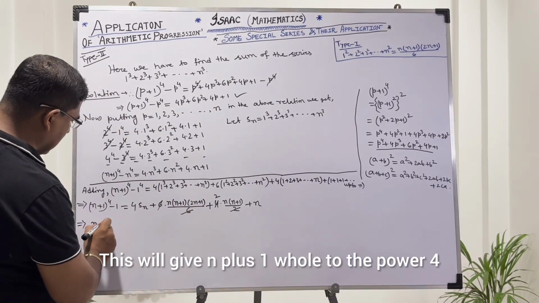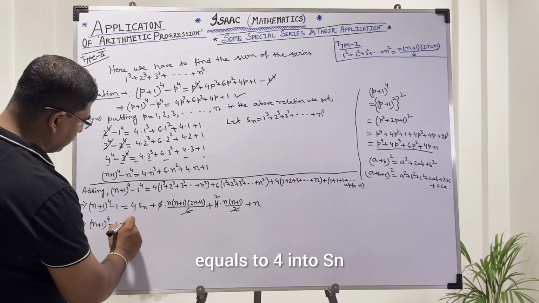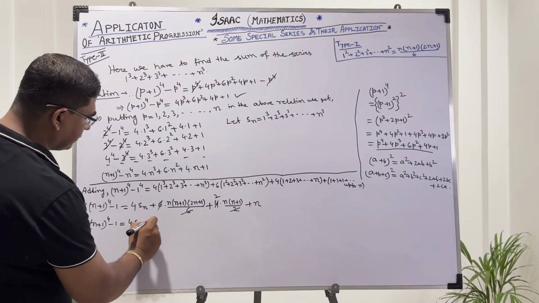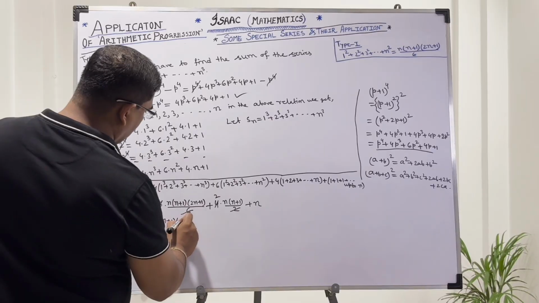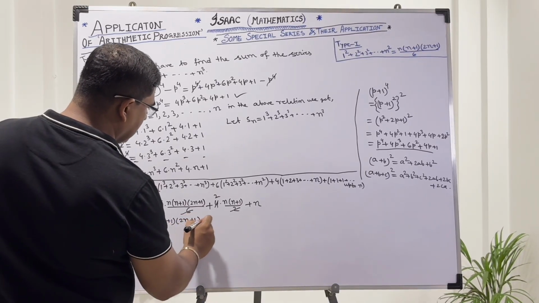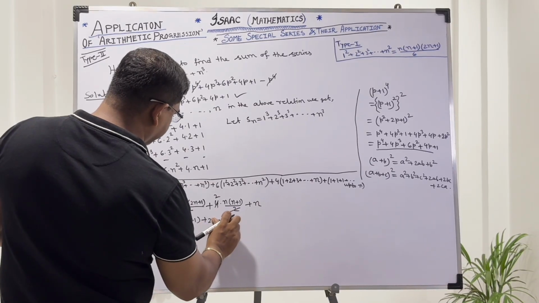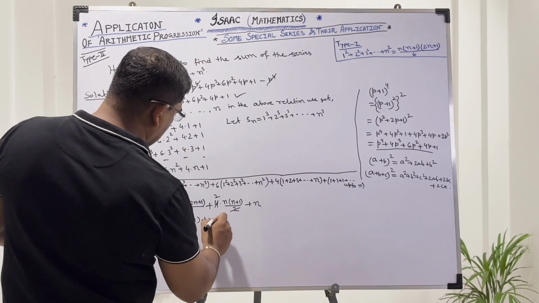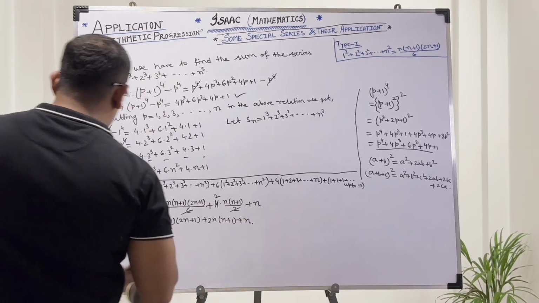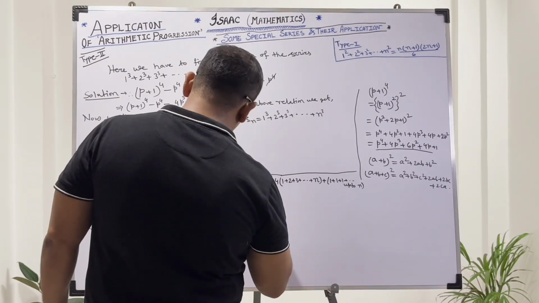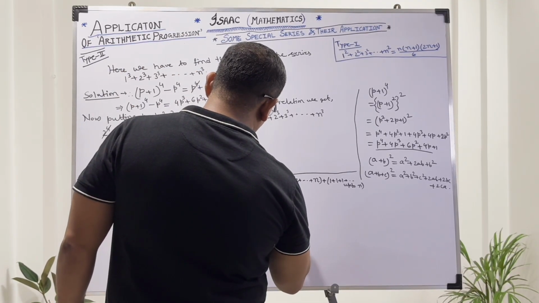This will give (n plus 1) whole to the power 4 minus 1 equals to 4 into Sn plus n into (n plus 1) whole into (2n plus 1) plus 2 into n into (n plus 1) plus n, (n plus 1) whole to the power 4.